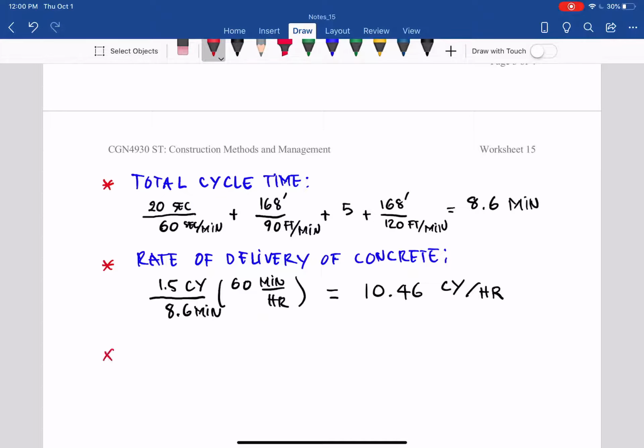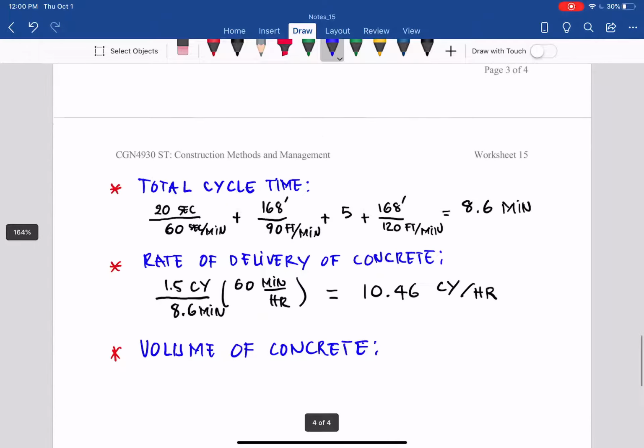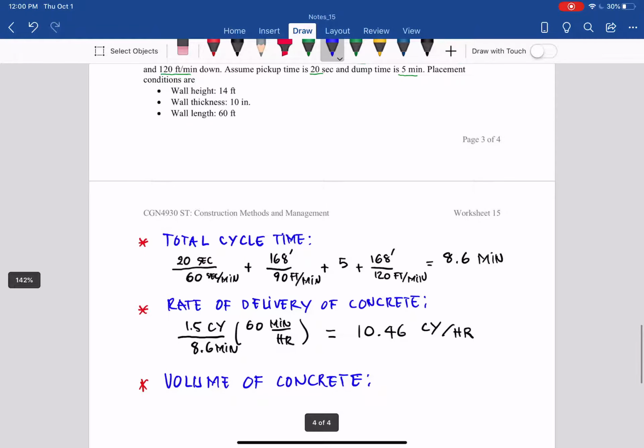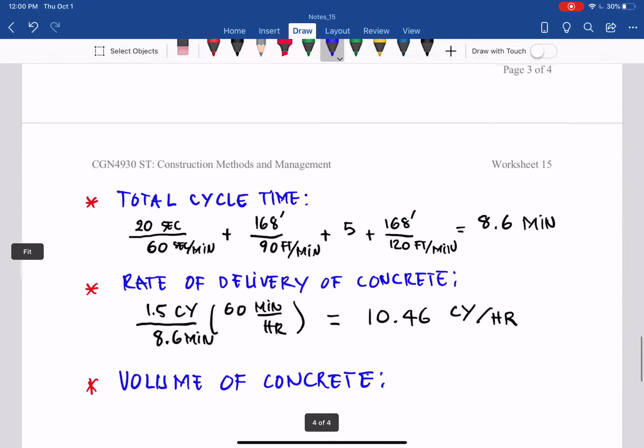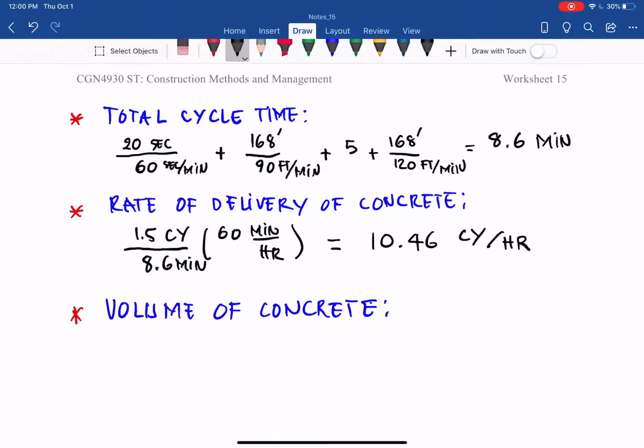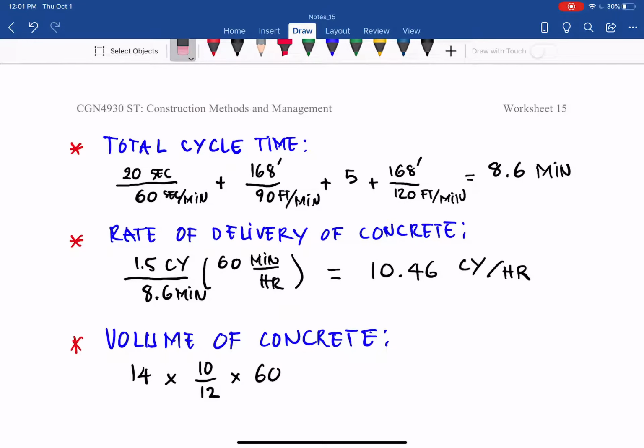To find the hours, we need to find the volume of concrete for the wall, the quantity basically. The wall size is given: the height is 14, the thickness is 10 inches, and the length is 60. So we have 14 times 10 divided by 12, just unit conversion, and then times 60, and that will be in cubic feet. If you want cubic yard, then divide by 27. So we have the volume of concrete needed, 25.93 cubic yard.